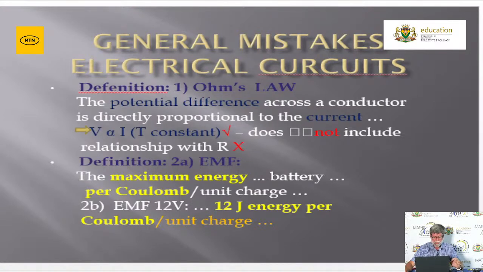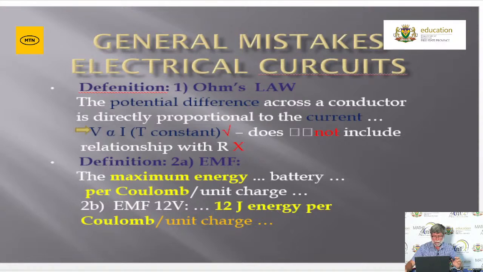And then the definition of EMF, very important. The crucial keywords are maximum energy per coulomb, or per unit charge. That's a crucial word. If I ask you to define what an EMF of 12 volts is, you just say it is 12 joules of energy that can be provided per coulomb of charge by the battery.